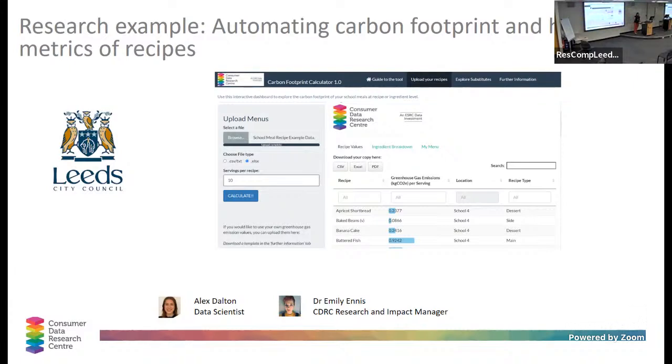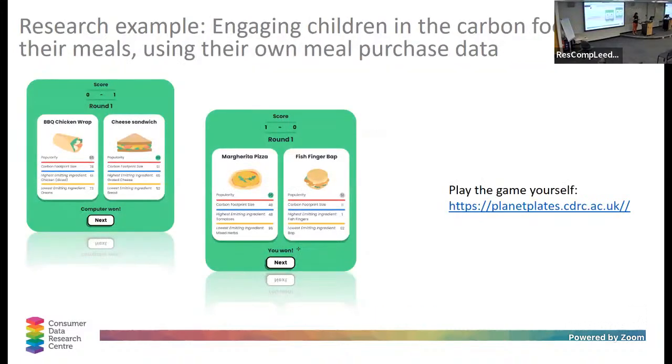And what Leeds Catering Services are doing at the moment is actually using this to look at how they can swap out ingredients to lower the carbon footprint of meals. But it was for school kids, so we also did some engagement with the kids and took that information about the popularity and the carbon footprint of the meals, and have gone into schools and done 2 lots of 2-hour sessions. And one of the things we've done is create this Planet Plates game, which you can play yourselves and see how well you understand different recipes.